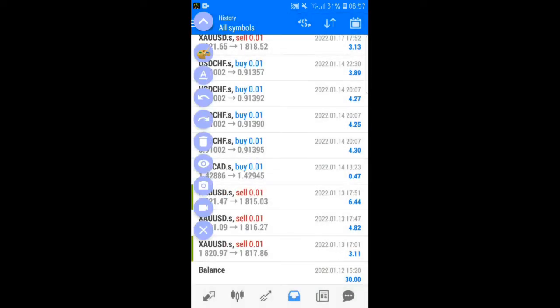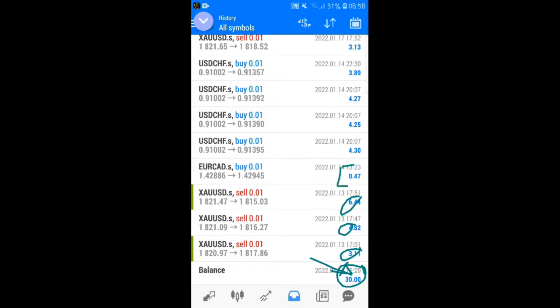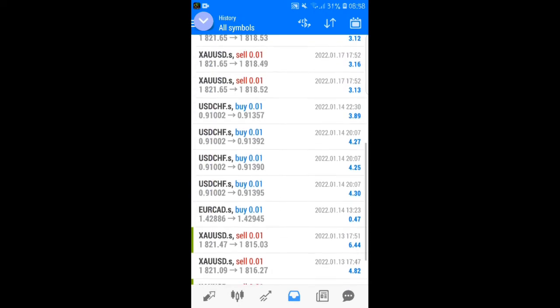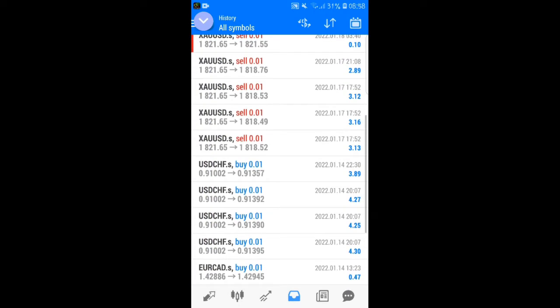Now you can see here that we began with $30. Then we took some gold trades, which all went to take profit. Then I took a EURCAD trade, which I closed, and I had a very nice setup on USDCHF, and you can see it gave me some profit. Then I also had some other gold trades, as you can see here. I had this gold trade and this, and also this and that, which gave me some profits.